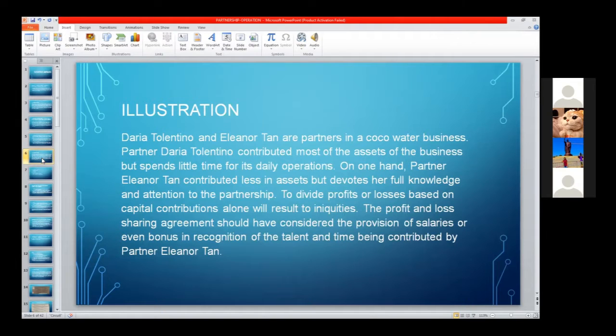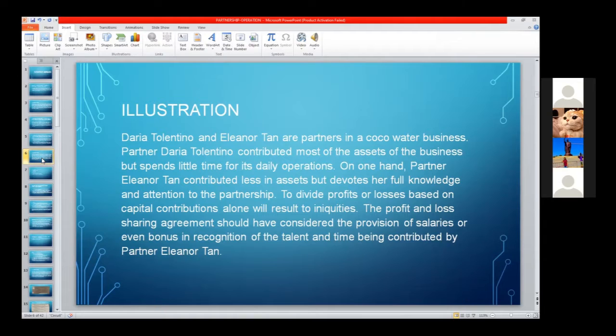To understand further, here is an illustration. Daria Tolentino and Eleanor Tan are partners in a cocoa water business. Partner Daria Tolentino contributed most of the assets of the business but spends little time for its daily operation. On the other hand, partner Eleanor Tan contributed less in assets but devotes her full knowledge and attention to the partnership. To divide profit or losses based on capital contribution alone will result in inequities.